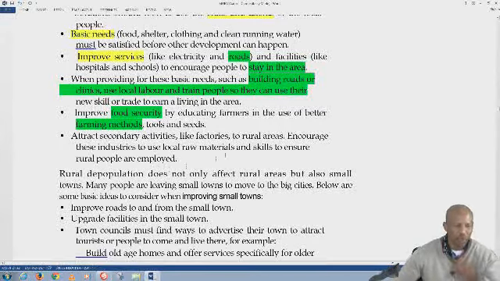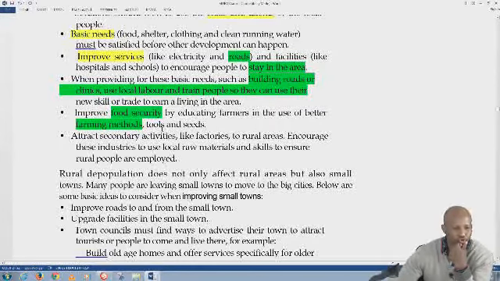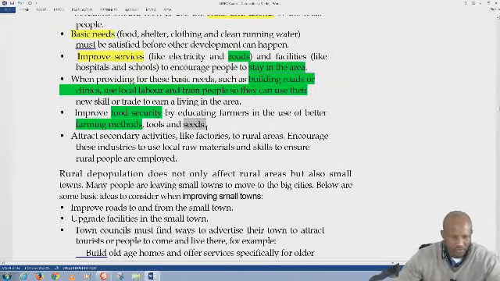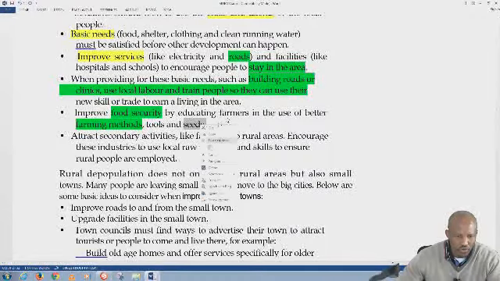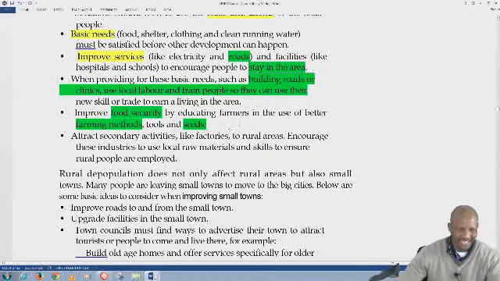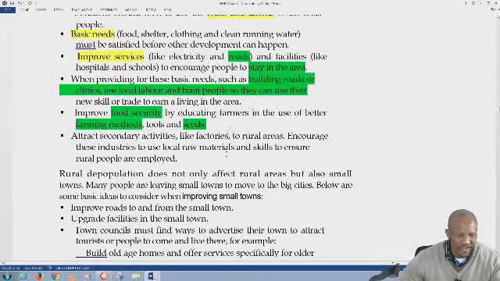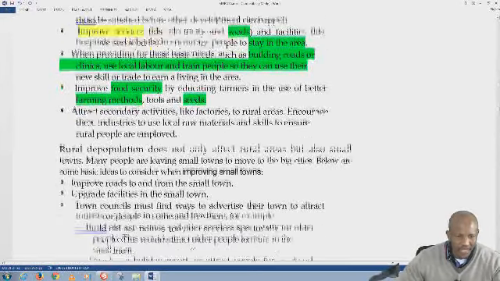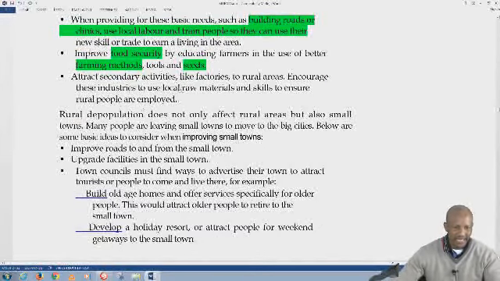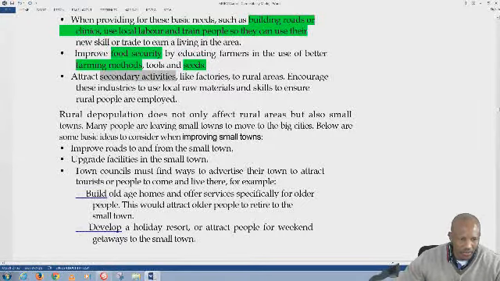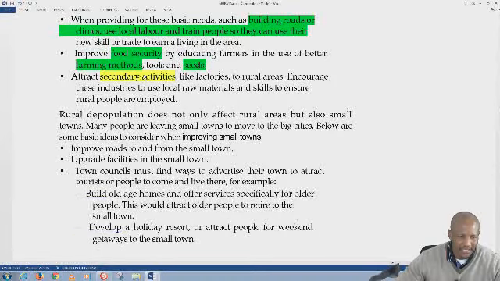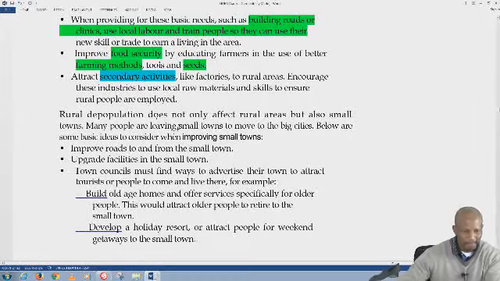You must use your own better farming methods, like your contour plowing. Use your own tools, but very important, modified crops. Modified crops. You must also use your seeds that are genetically modified to be resistant to any pests. And then attract secondary activities also in rural areas. Make sure that they go there.